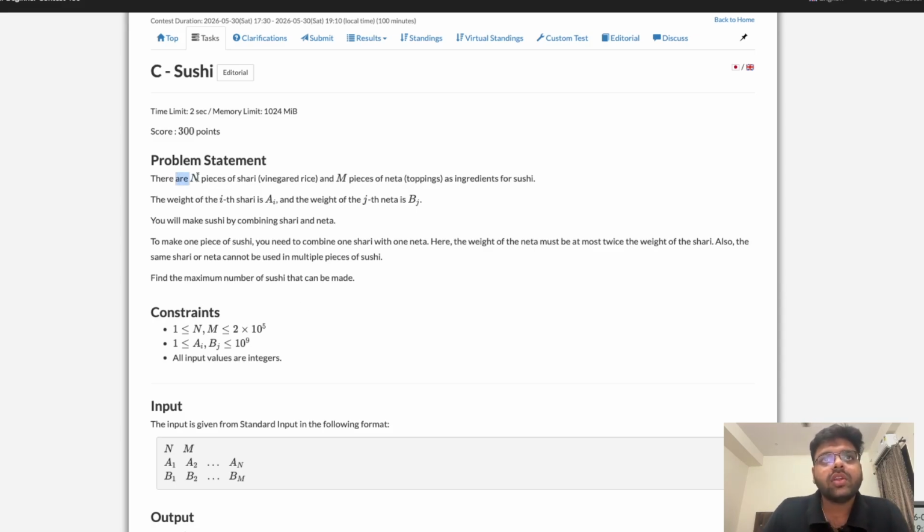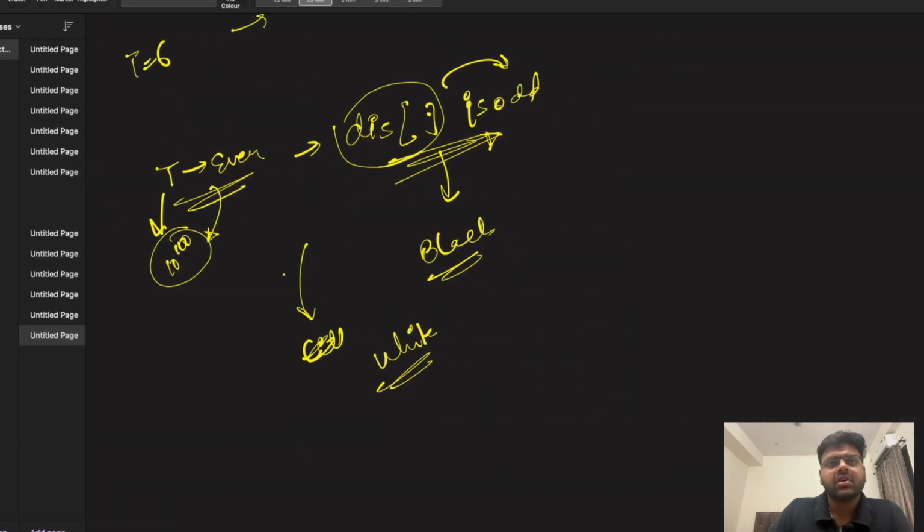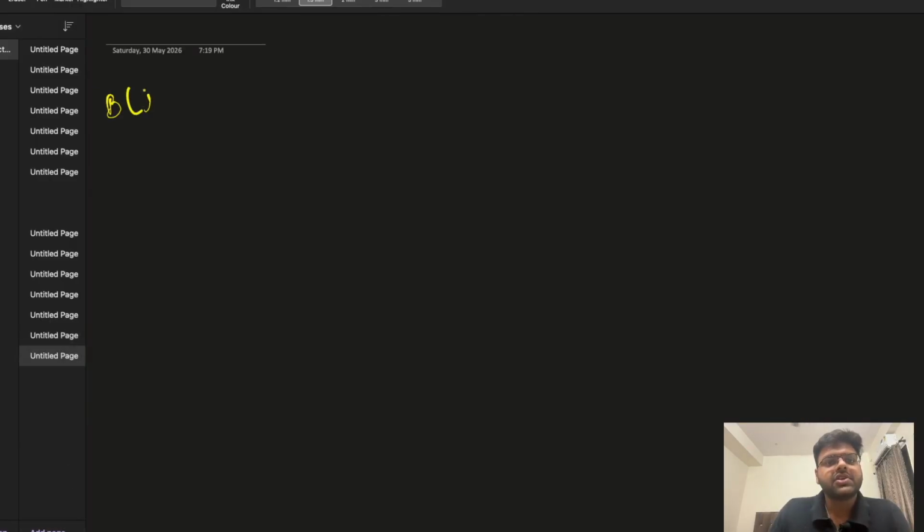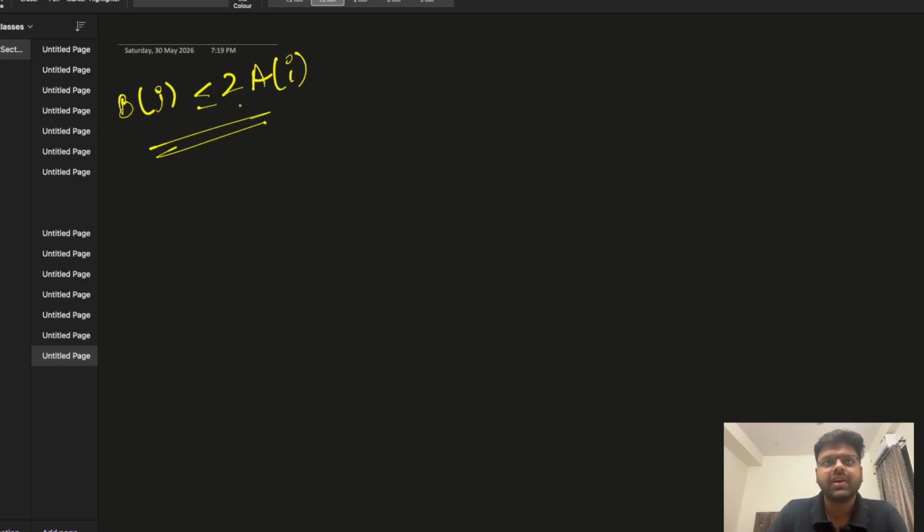The C problem is saying we are given n pieces of rice and m pieces of some toppings, and you need to make some kind of sushi with the combination of these, and there is a condition that a particular b[j] should be less than or equal to twice of some a[i], right? So this is the condition that needs to be satisfied.